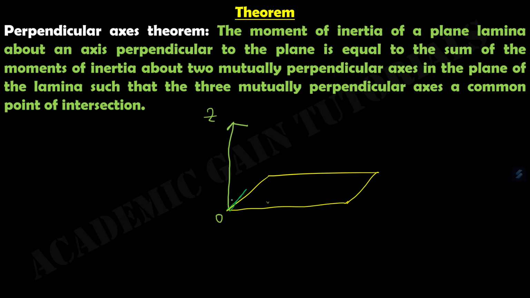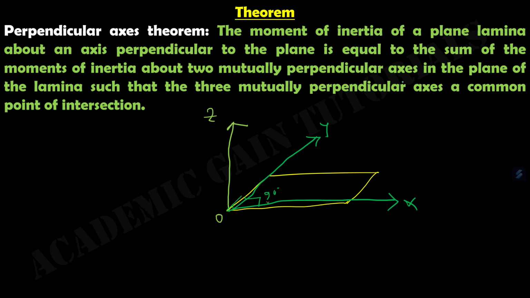Suppose we draw one axis which is this one, and another one is this one. We have to draw these two axes. Suppose we write this as x axis and this as y axis, Ox and Oy, and this Ox and Oy are parallel to the plane. X and y are perpendicular to each other, and they are mutually perpendicular.